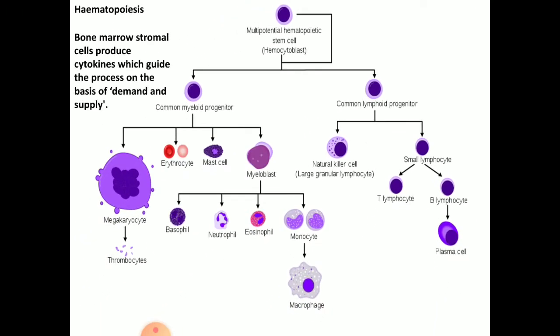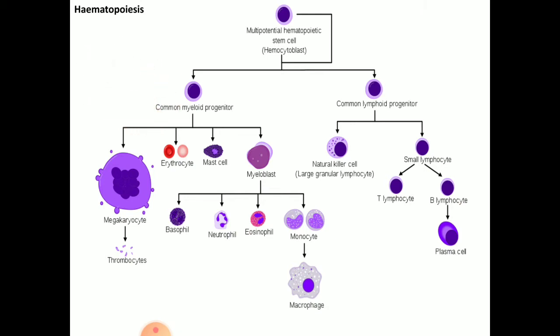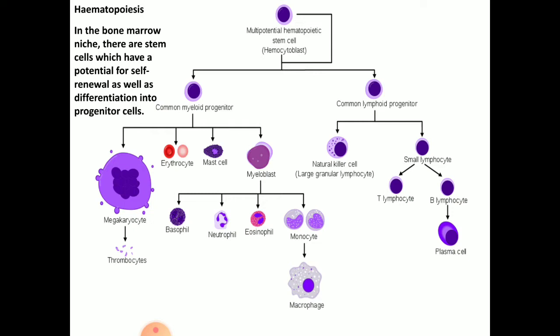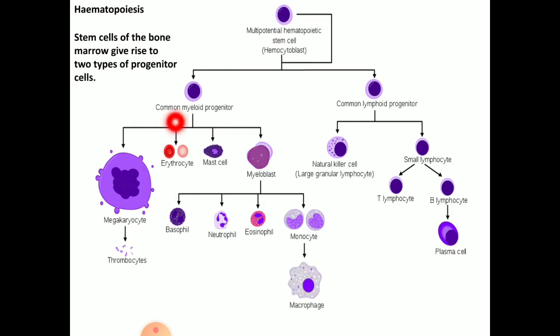Bone marrow stromal cells produce cytokines which guide the process of hematopoiesis based on demand and supply. In the bone marrow niche, there are stem cells which have a potential for self-renewal as well as differentiating into progenitor cells. Stem cells of bone marrow give rise to two types of progenitor cells. We can see there are two kinds of progenitor cells here.